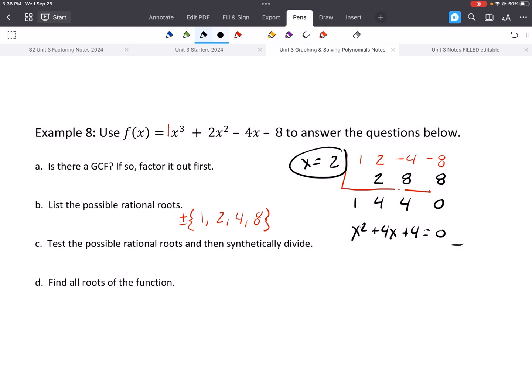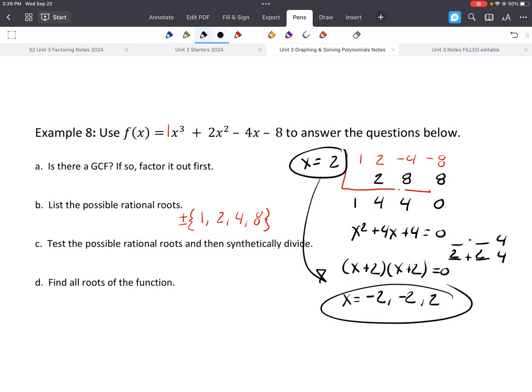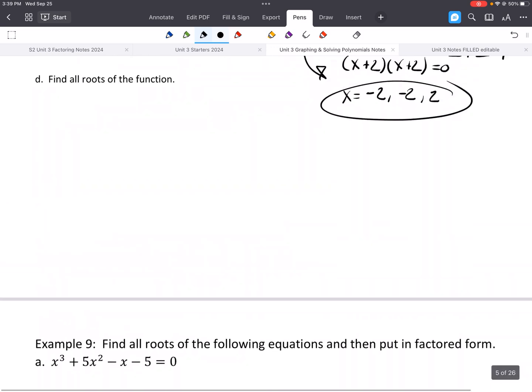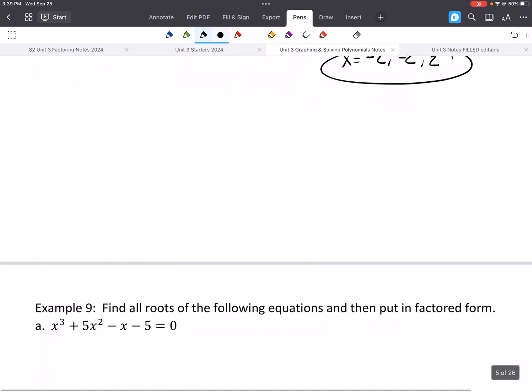What multiplies to 4 and adds to 4? Well, that would be 2 and 2. So x plus 2 equals 0. So x would have to be -2 and -2. And then we'll bring this one back down, and we'd get a +2. So those would be our 3 roots. Okay, I'm hoping this is kind of making sense.